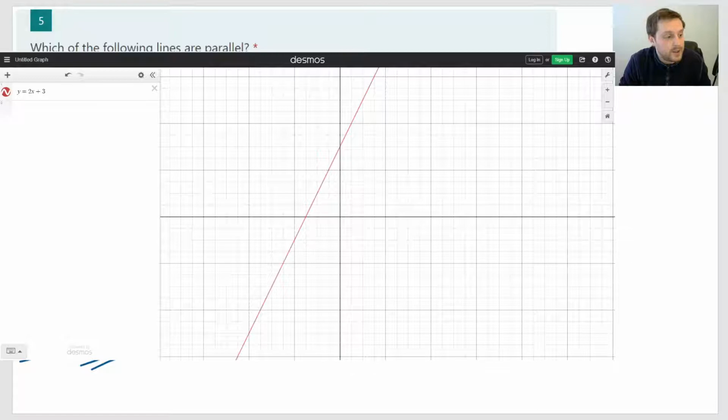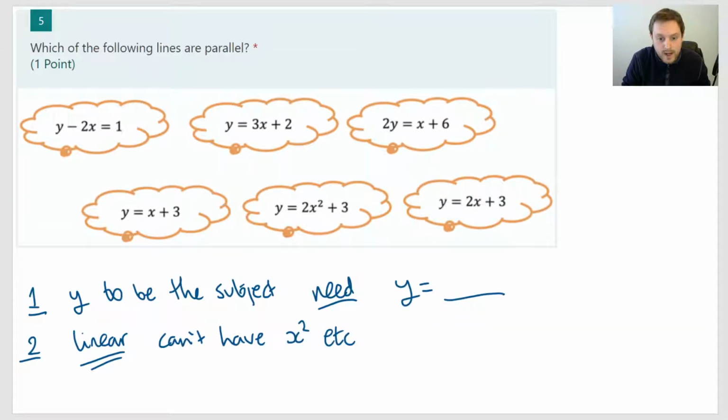So yeah, I just thought I'd show you that actually this y equals 2x squared plus 3 is just there to completely trick you, to try to trip you up, because it's not a straight line graph. The rest are all straight line graphs. We need to make y the subject of all of them. So this one you need to add 2x to both sides. So this is y equals 2x add 1. This one I'll need to divide everything by 2. So y is a half of x plus 3.